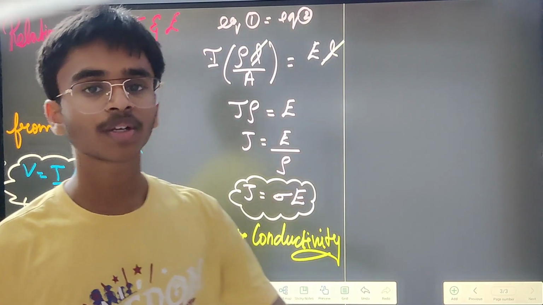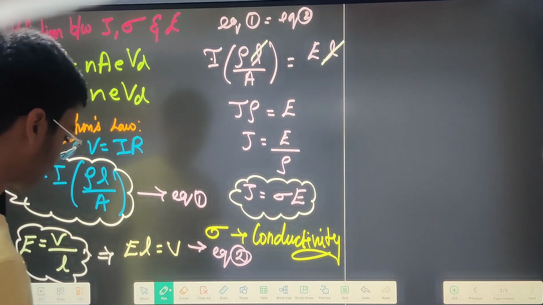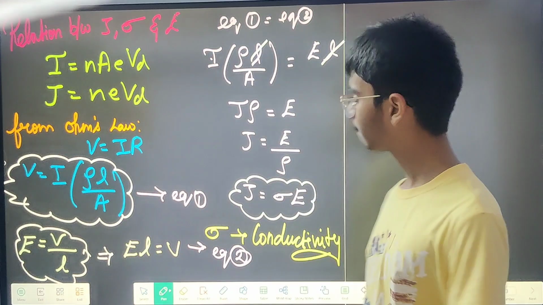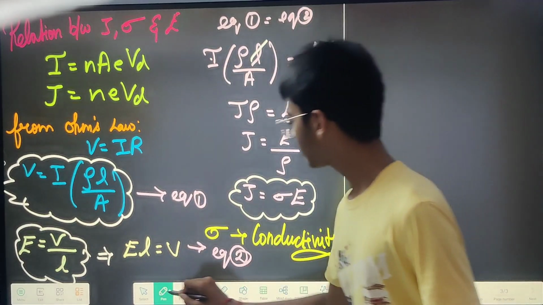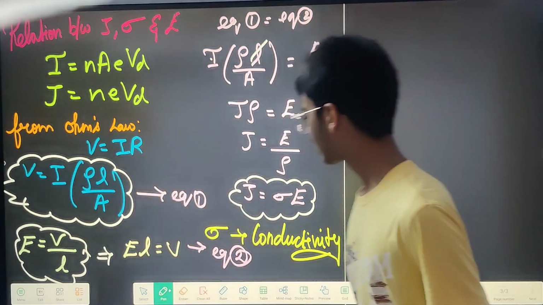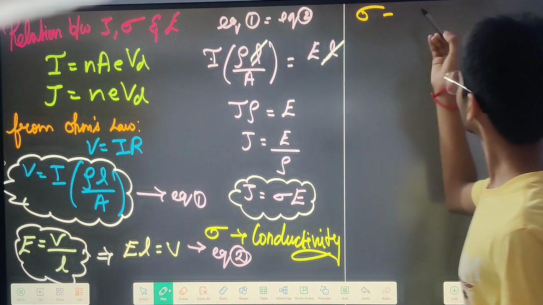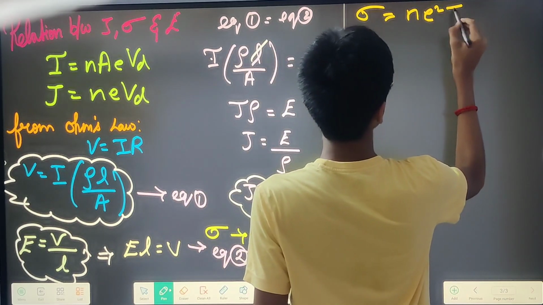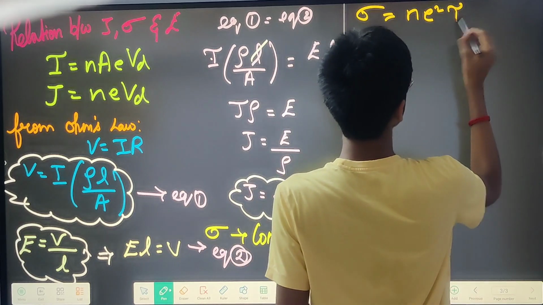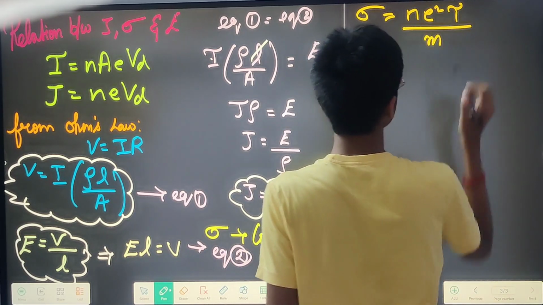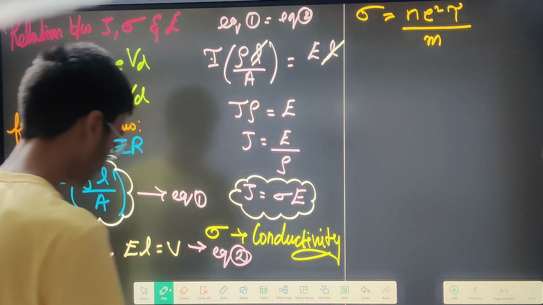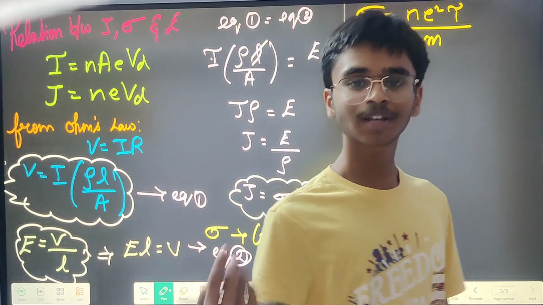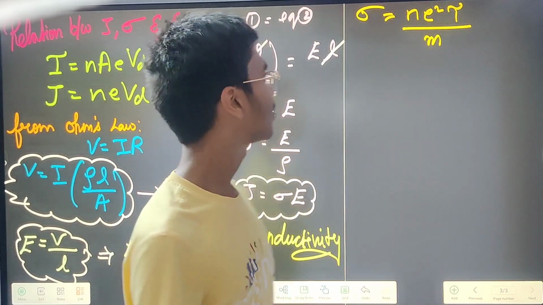So after this, what we are having is J is equal to n square tau E by m. So sigma is here. First we are going to check that sigma is equal to n square tau by m. How is this actually, that sigma is equal to n square tau by m? Even I don't know. Now only we are going to check whether the following formula is correct or not.